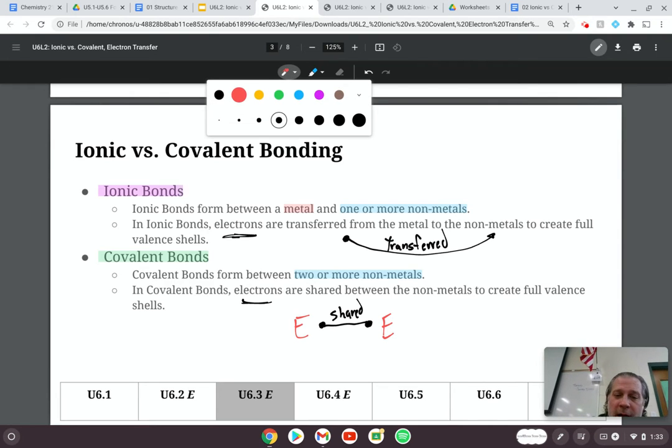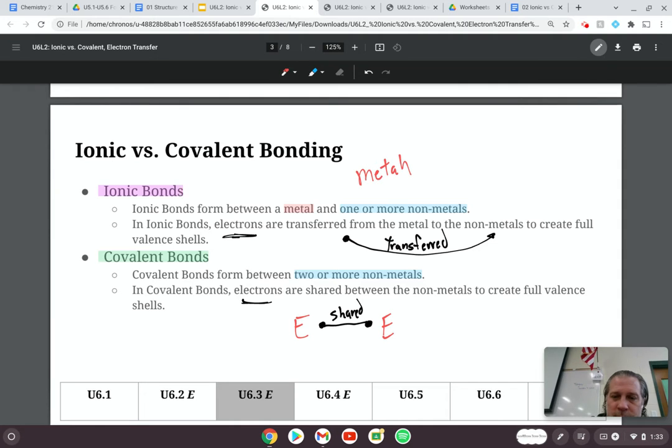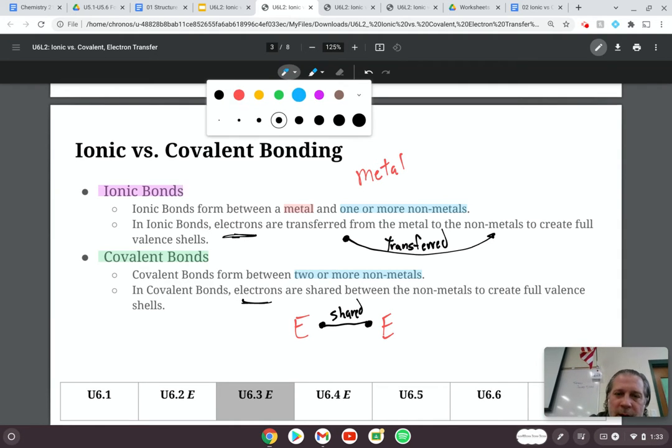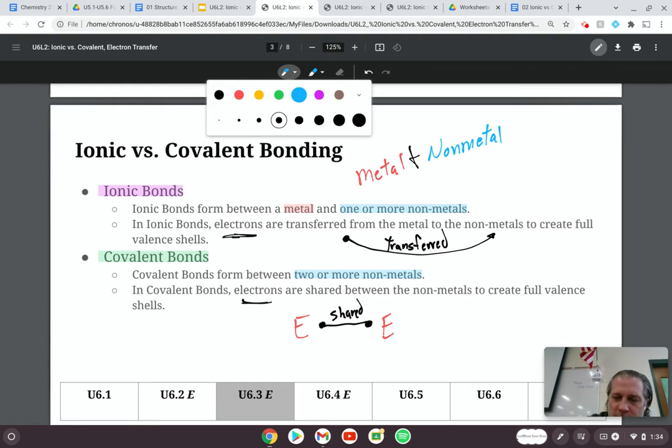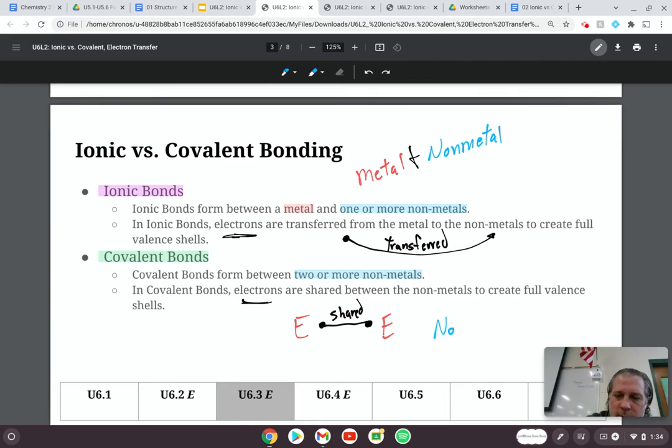So here we know that ionic bonds occur between a metal and a nonmetal, and covalent bonds occur between nonmetals and nonmetals. So those are the things that we have to keep track of. The other two things that we need to remind ourselves of is that in ionic bonds, electrons are transferred, and in covalent bonds, electrons are shared.